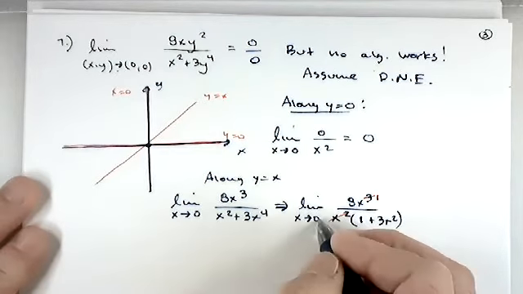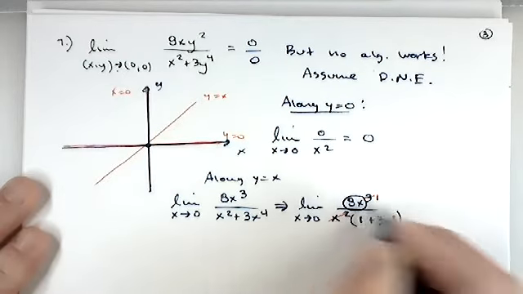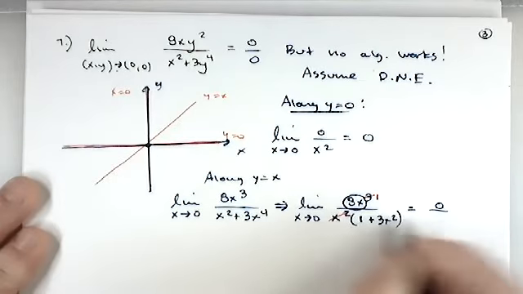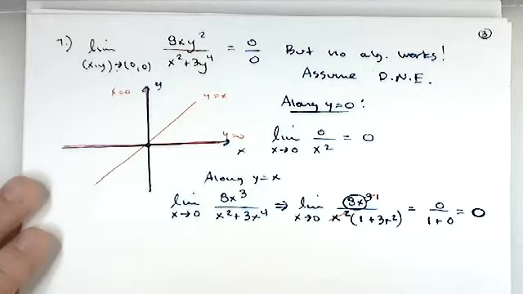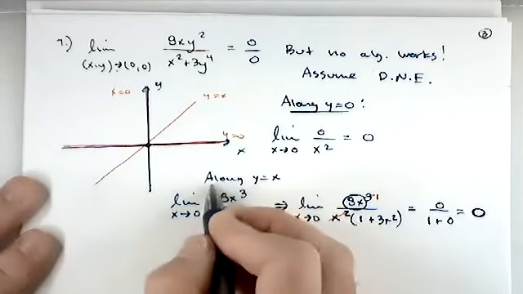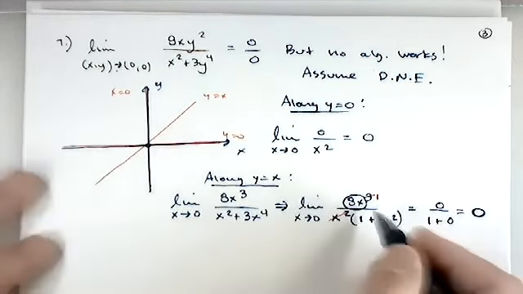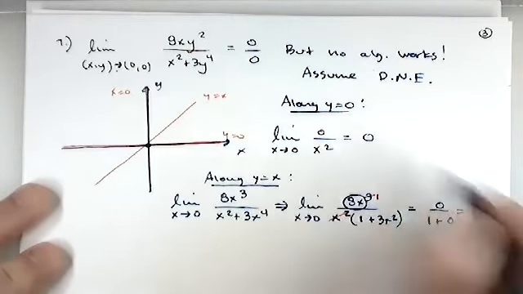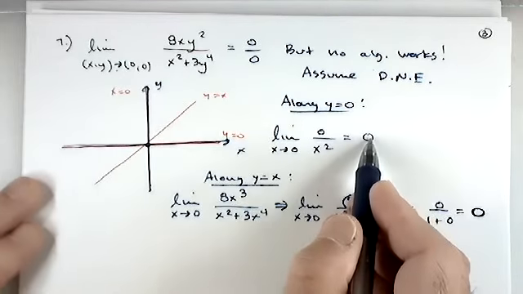But what happens if I plug in 0 now to what's left over? I still have an x there, I still have this 8x. So I'm going to get 0 on the top, and I'm going to get 1 plus 0 on the bottom. And so I end up with 0 over 1, which is still 0. So that's not helpful. I mean, I needed to go down this road so I could see this, but what I'm going for is something that gives me something different than 0.